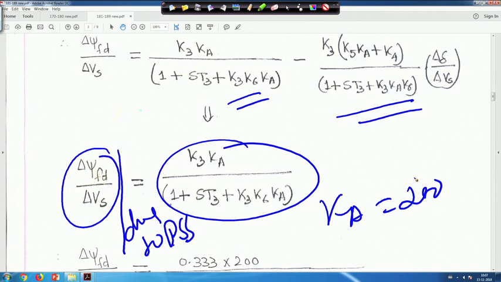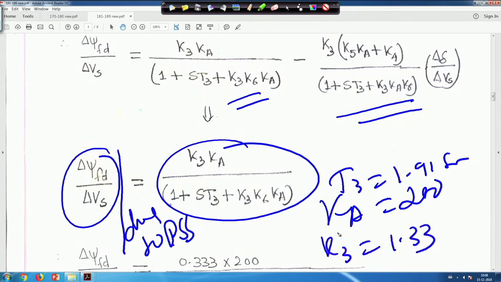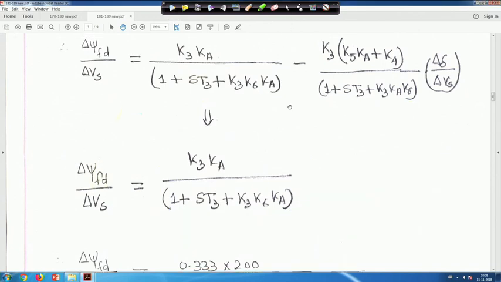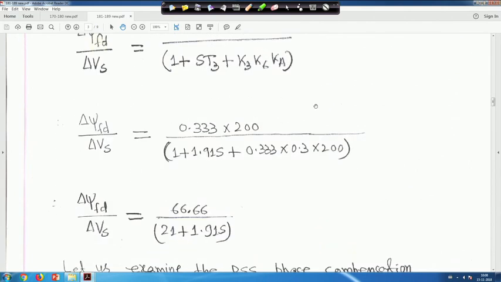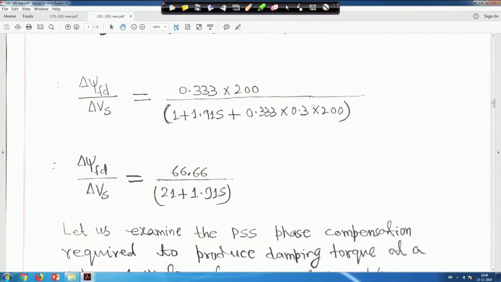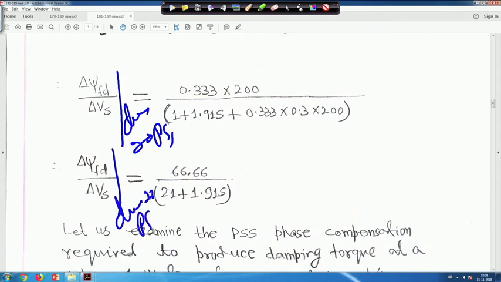So, we know all the parameters initially given, and K is equal to 200 we have taken, and T3 also we have taken, I think 1.91 second, and K3 also 1.333, and all other parameters previously we have taken. You substitute all these parameters, then you will find that this is actually due to PSS. So, there will be no confusion at all.